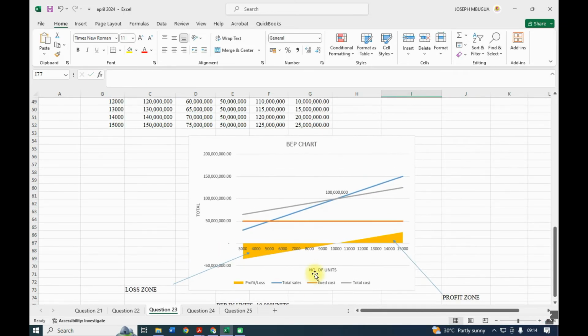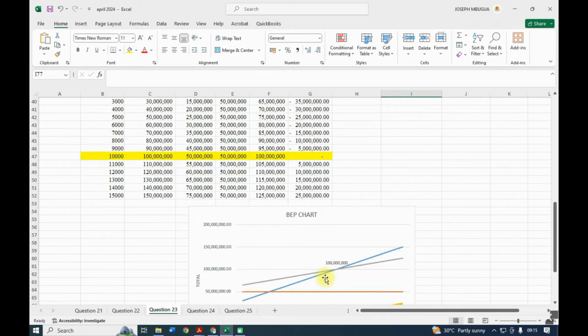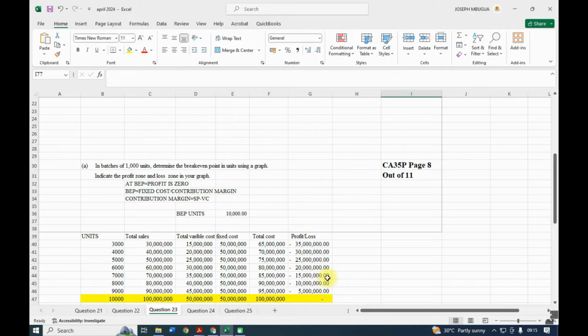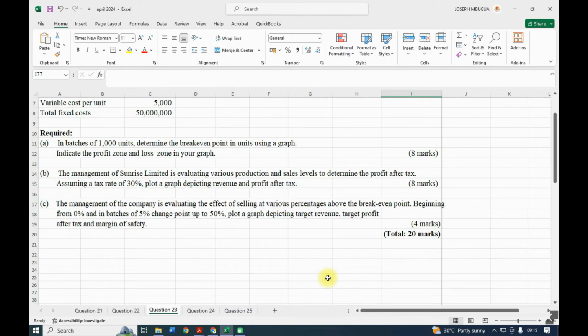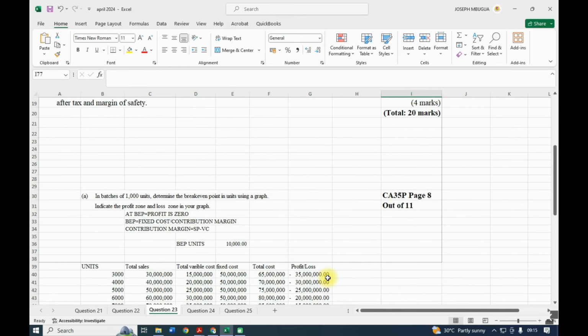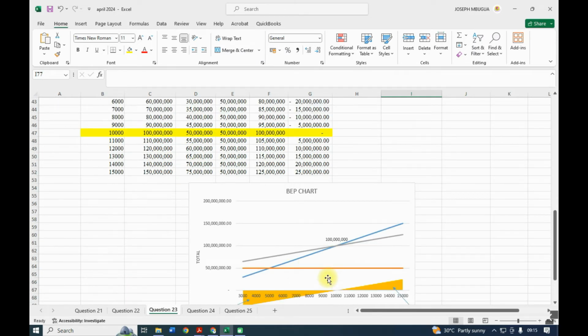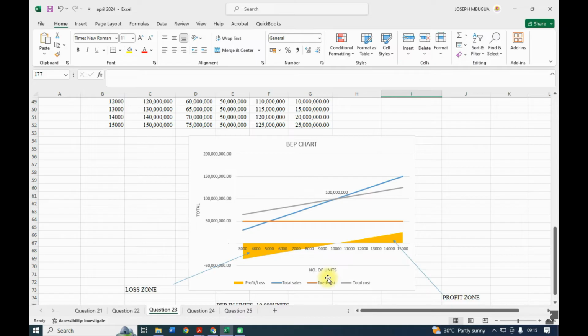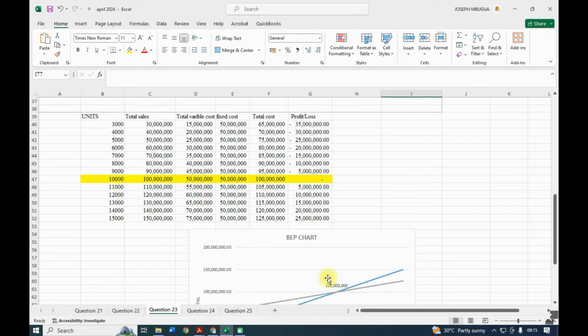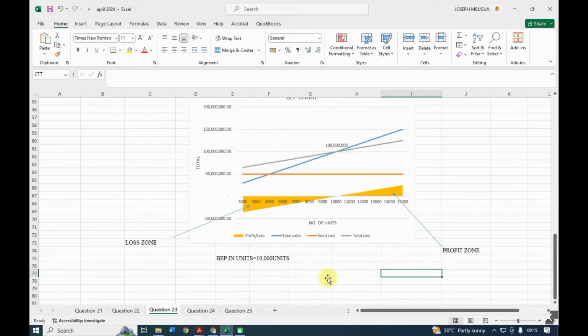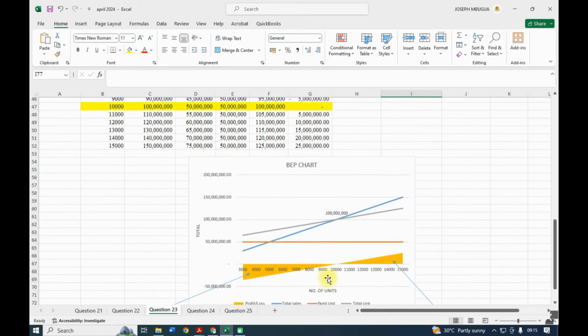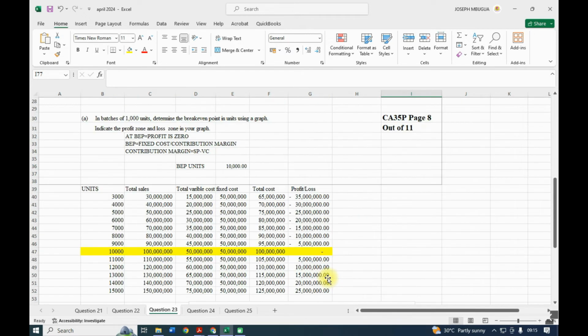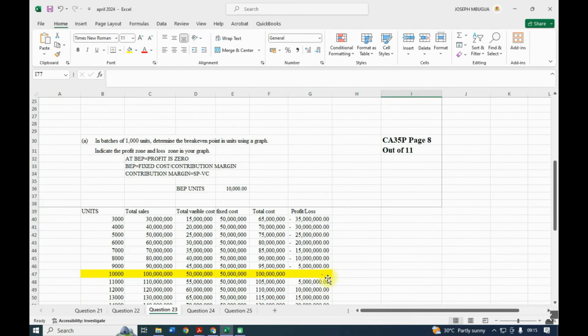So that was the first part of the question, where we were to indicate the break-even point in units, and to indicate the profit and the loss zone. That's all under the first part. That's what you are required to do so that you get the 8 marks.